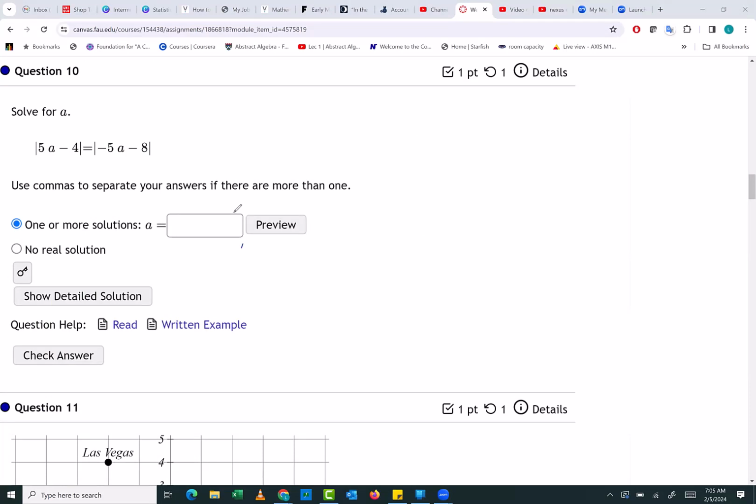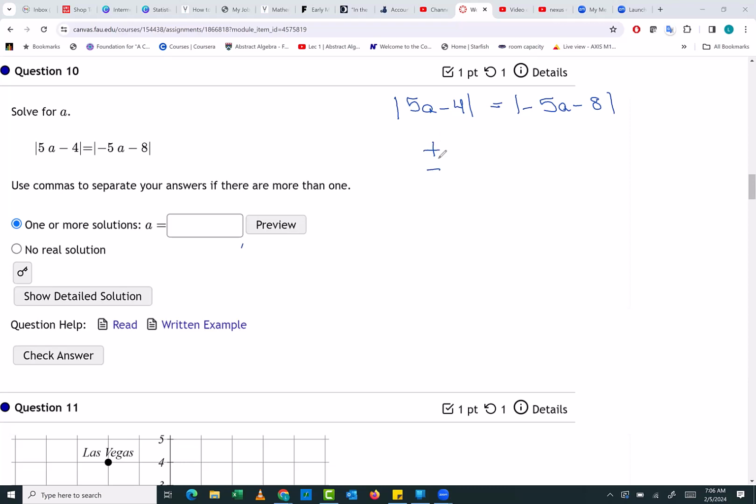All right, so this is our last problem, and it looks a little different than some of the others that we've had. We start with absolute value of 5a minus 4 is equal to negative 5a minus 8 absolute value. Now, the way we did it before, we would take whatever's in the absolute value and make it either positive or negative. We're going to do the same thing.